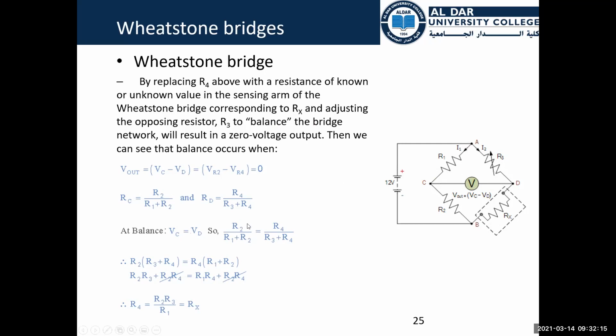Then we can equalize these equations and cross-multiply. R2 is multiplied by R3 plus R4, and R4 is multiplied by R1 plus R2. Then we distribute R2 over R3 and R4, and also distribute R4 over R1 and R2. Then we have two equal terms, cancelled on the right-hand side and left-hand side. Then we have R2 multiplied by R3 equal to R1 multiplied by R4. This means R4 is R2 multiplied by R3 over R1.